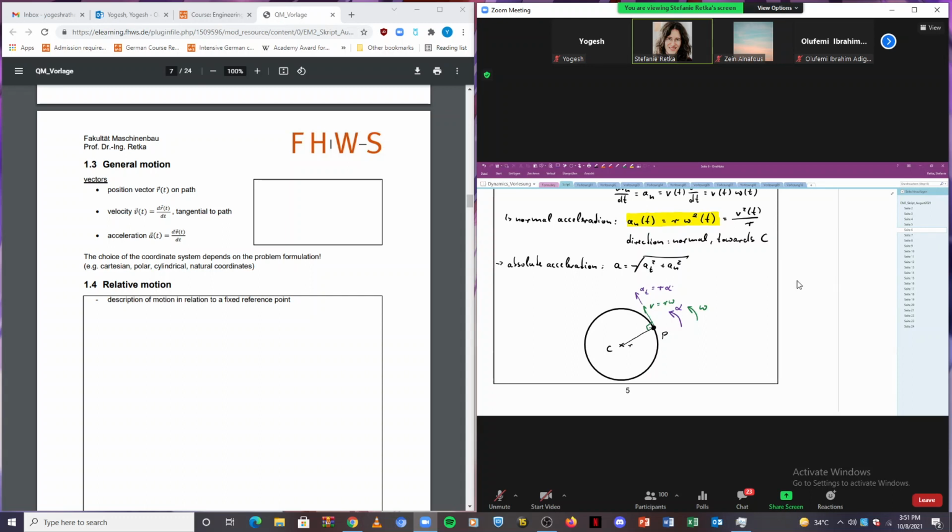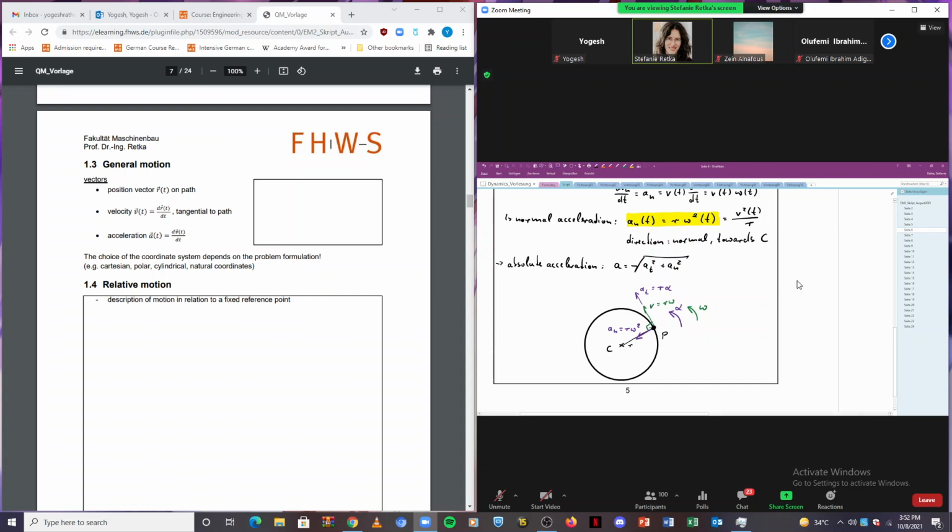And the normal component of the acceleration points in normal direction towards the center of the circular path. So this way. And this is AN, which is equal to R omega square. These are the three vectors we have to memorize for point mass in circular motion.